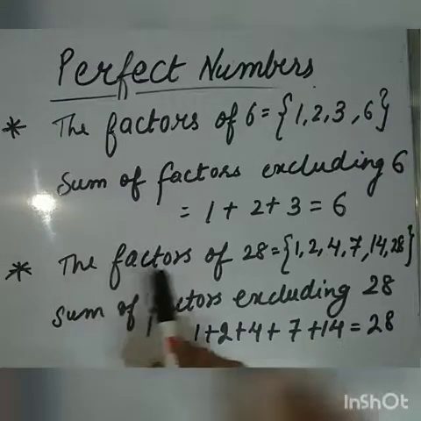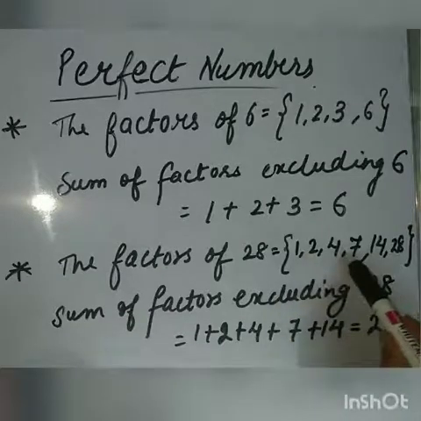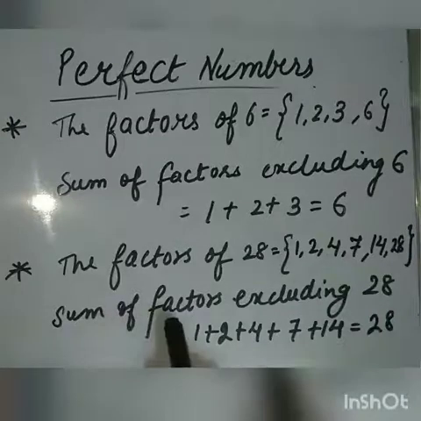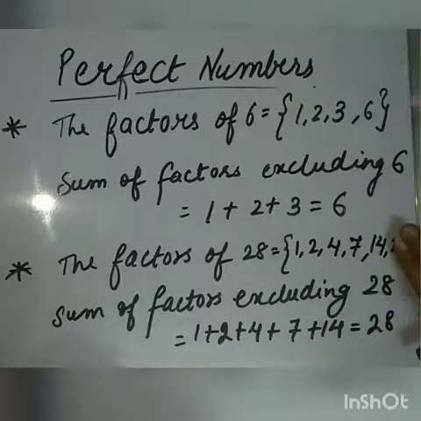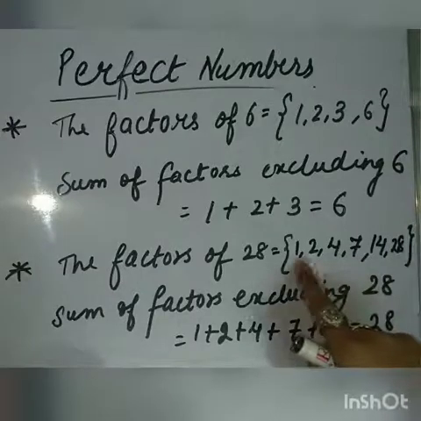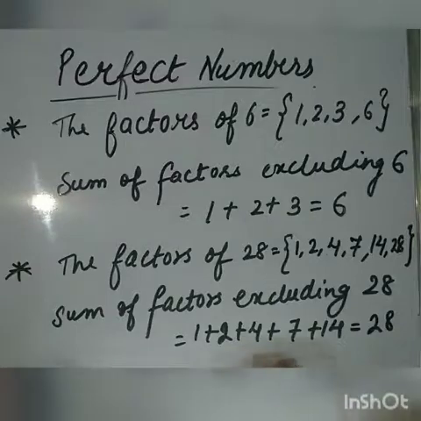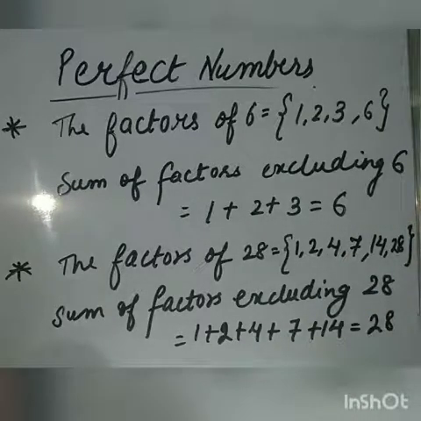Similarly, the factors of 28 are 1, 2, 4, 7, 14 and 28. The sum of the factors excluding 28. If we exclude 28, the remaining factors are 1, 2, 4, 7, 14. And if we add 1, 2, 4, 7 and 14, we will get 28 which is equal to 28. So 28 is a perfect number.